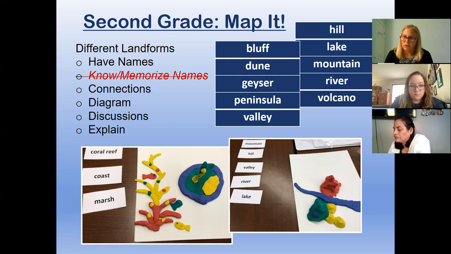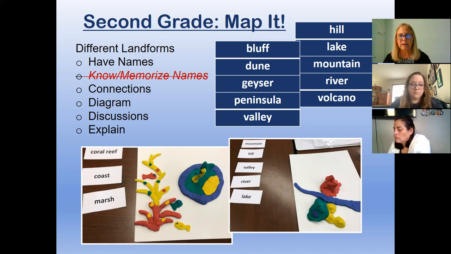They decide as a group, well, what might a river look like? What shape might it have? Where do we want to put this on the model? And then the one on the bottom right, there's a lake. Well, let's build a lake. How are a lake and a river connected to one another? How do they impact one another?